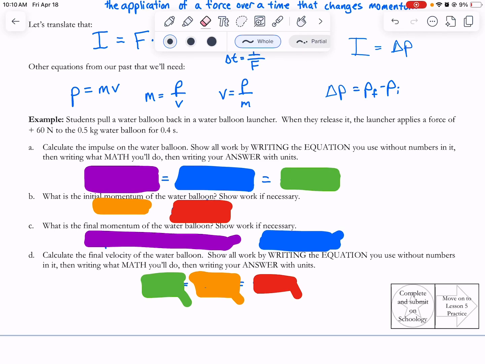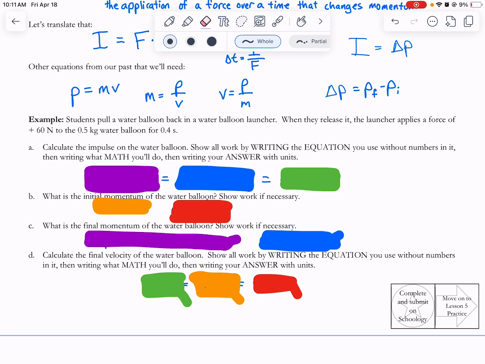So here's our example. Students pull a water balloon back in a water balloon launcher. Then they release it. The launcher applies a force of 60 newtons to the 0.5 kilogram water balloon for 0.4 seconds. So what we want to do is figure out first the impulse on the water balloon.